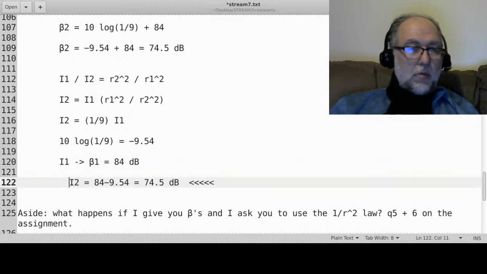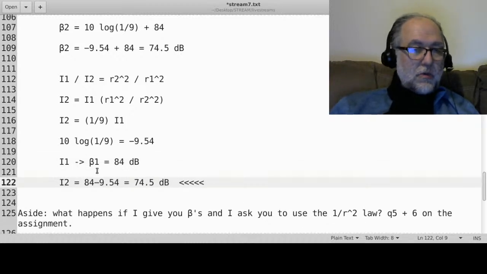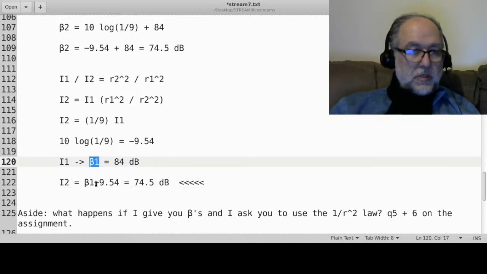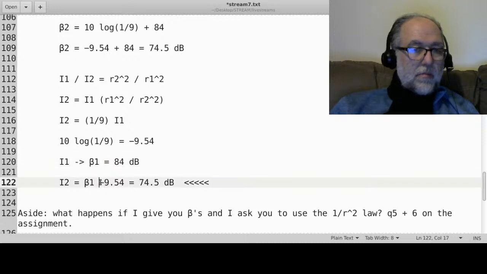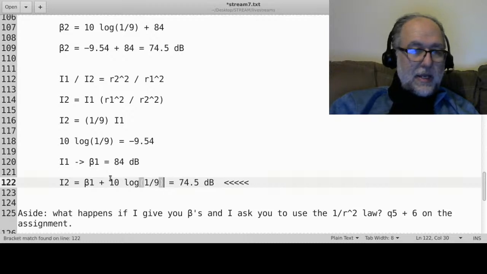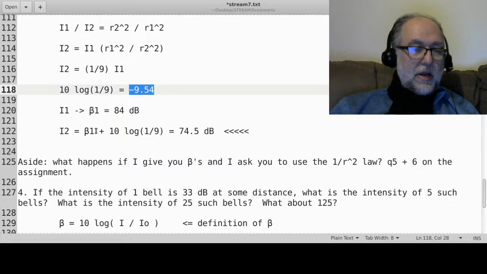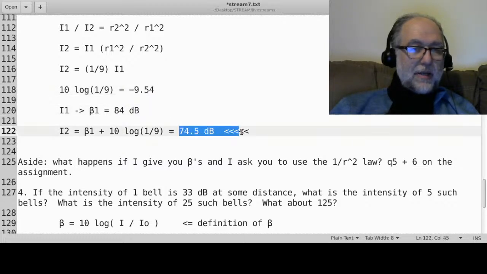And you go, well, what's I2 then? Well, I2 is beta 1 plus 10 log of 1/9, like that, and 10 log of 1/9 is this number there, and beta 1 is 84, so 84 minus that gives you that right there. And there's your answer.